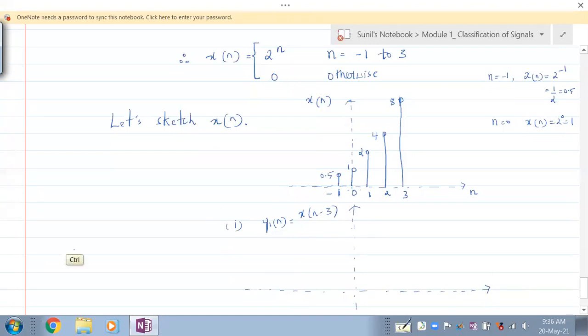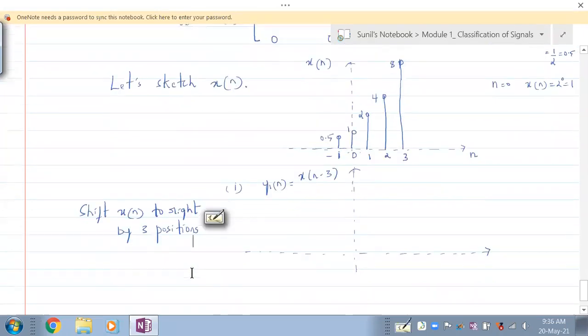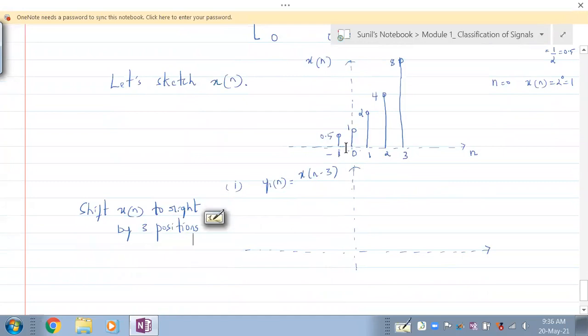It is shift x of n to the right by 3 positions. Fine, this is what it is. So now this needs to shift 1, 2, 3. So the signal which is starting at -1 should now start at 2. So that means at -1, 0, 1, 2.